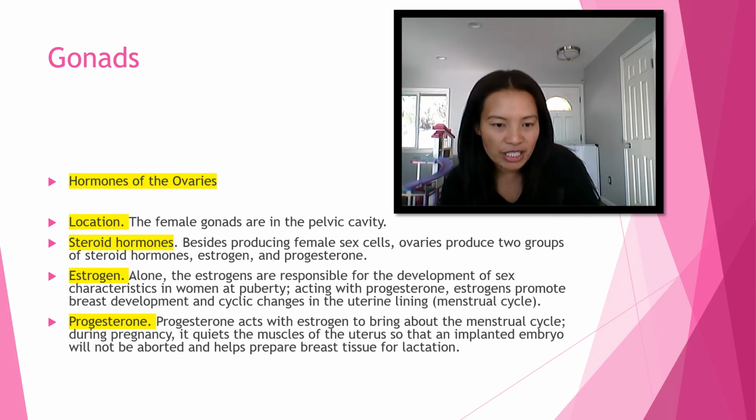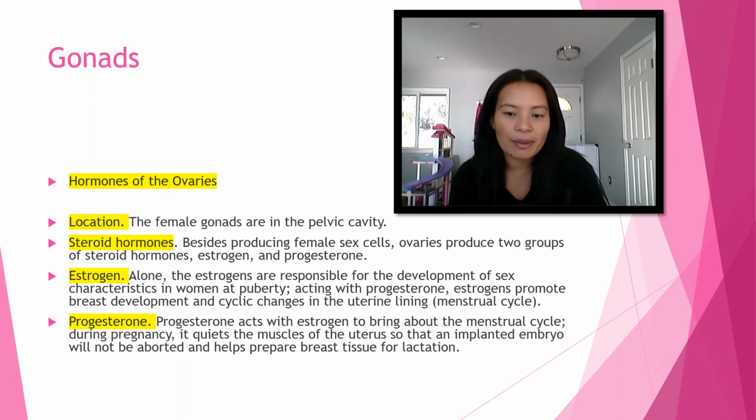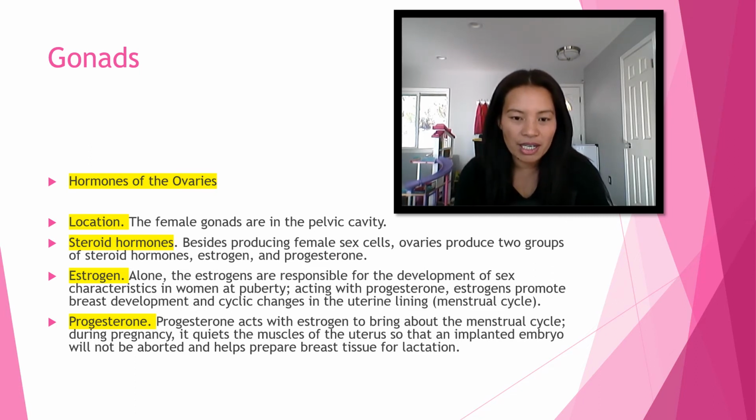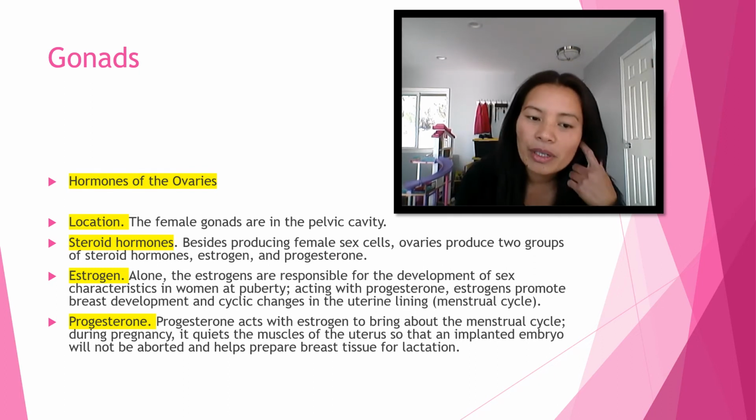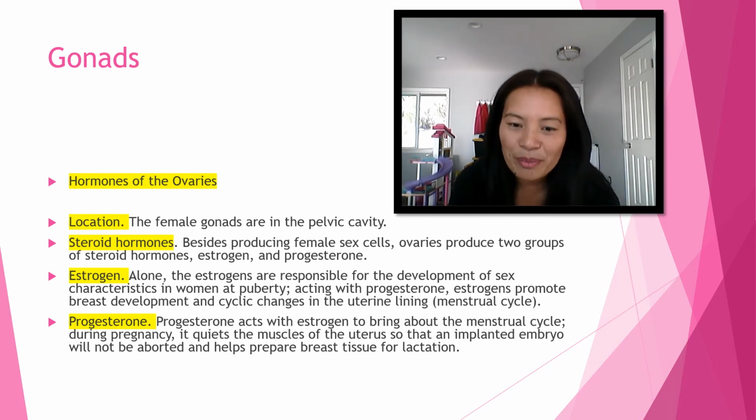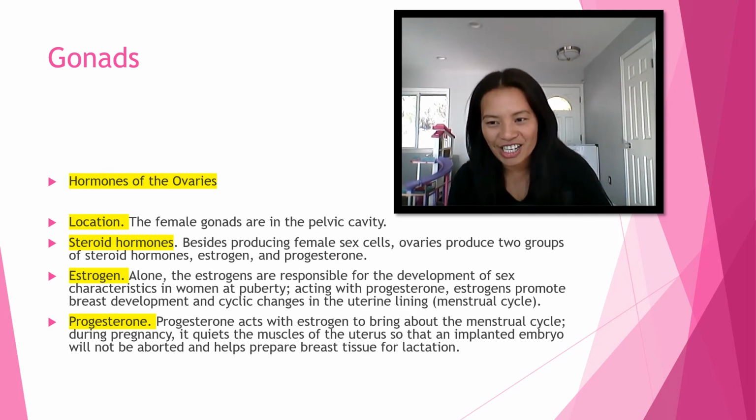And then we have progesterone. Progesterone acts with estrogen to bring about the menstrual cycle. During pregnancy, it quiets the muscles of the uterus so that an implanted embryo will not be aborted, and helps prepare breast tissue for lactation.